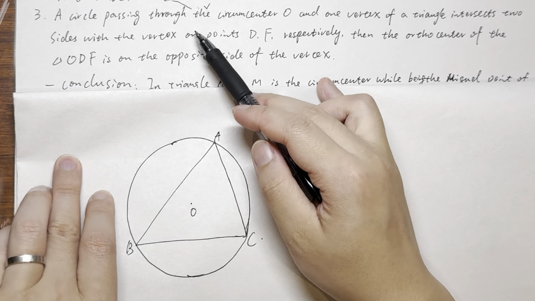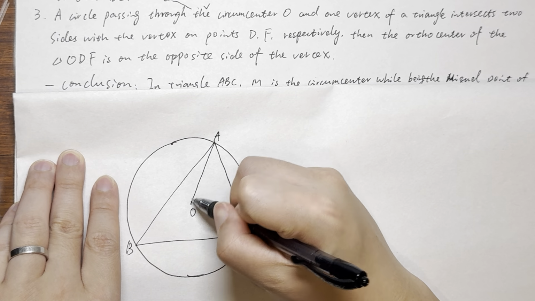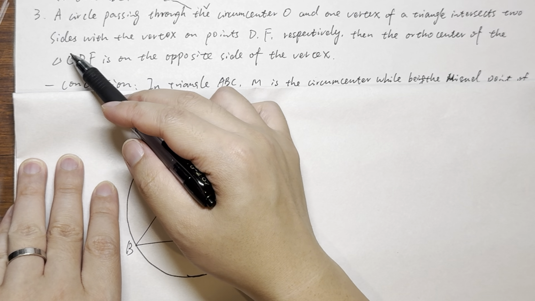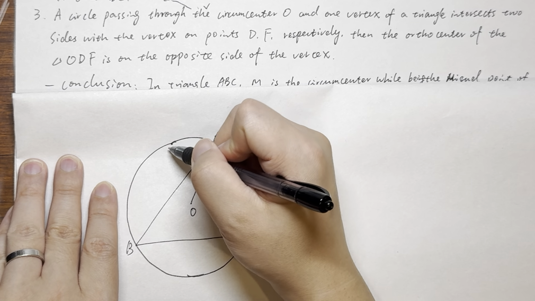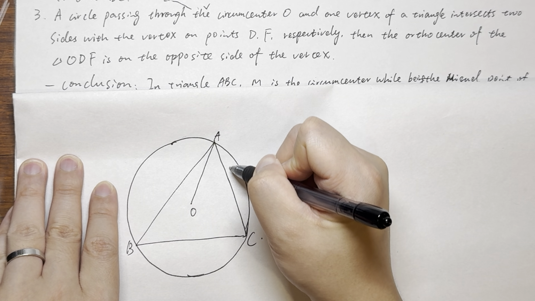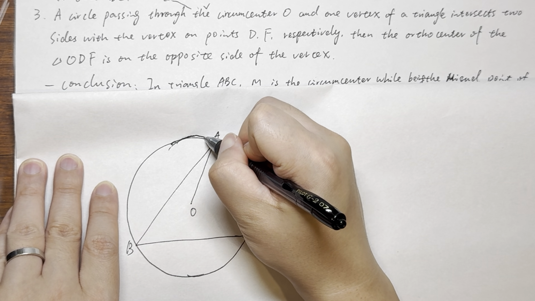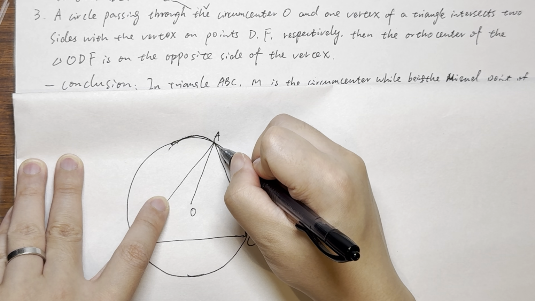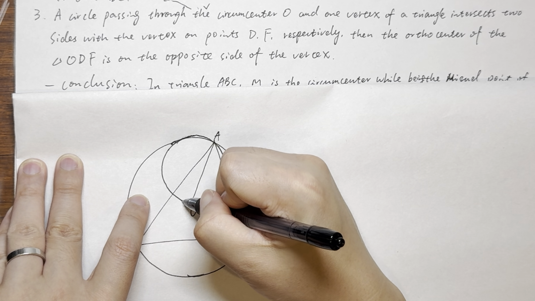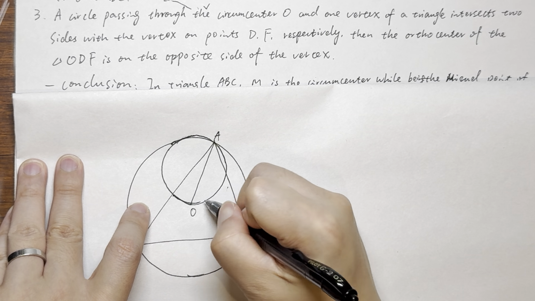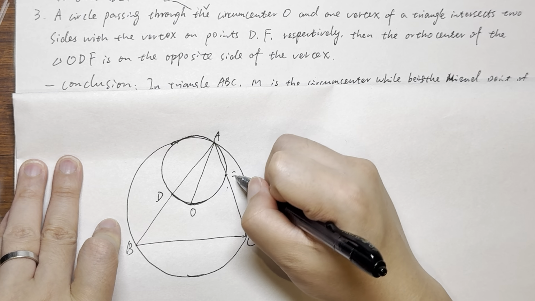It seems that a circle passing through the circumcenter O and one vertex of the triangle, so here, intersects two sides with a vertex, that's AB and AC, at points D and F. So it's just a different name of the points now. Let me try to do the plot. Right, this roughly is our plot. So here is point D, here is point F.